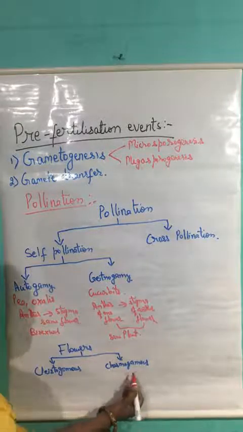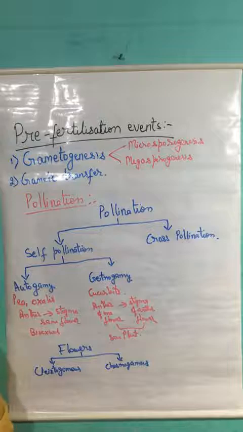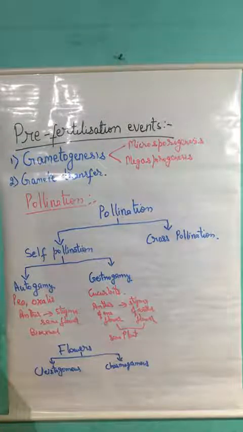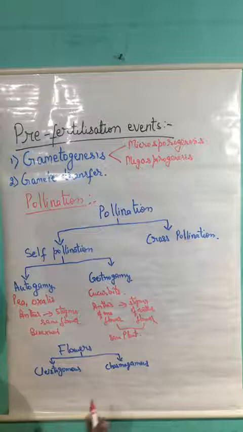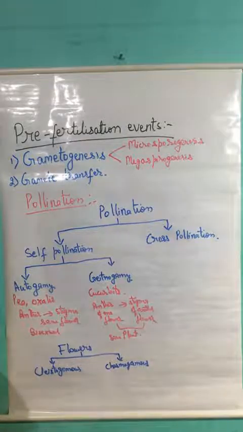But the chasmogamous type of flowers are those flowers whose reproductive parts, the anther and the pistil, are exposed, and hence there is a chance of the transfer of the pollen grain from one flower to another flower.